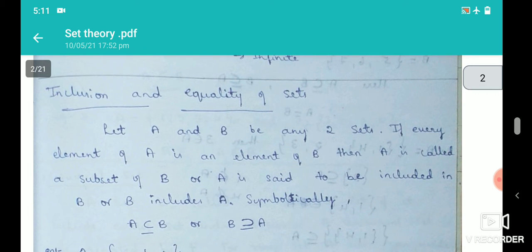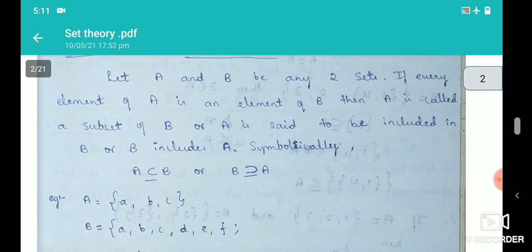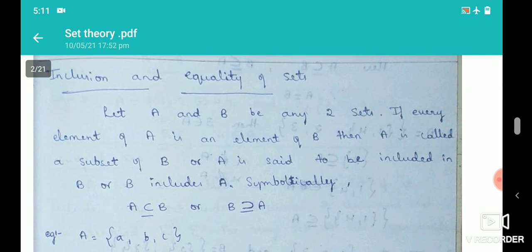Okay, now let's move to the next property, that is inclusion and equality of sets. First let's discuss the inclusion property.